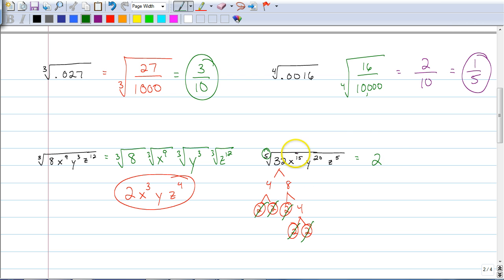Now for these, I would take 15 divided by 5. Well, that's 3, so it's going to be x cubed. For the y, I take 20 divided by 5. That's 4. For the z, I take 5 divided by 5. Well, that's 1. So your answer is 2x cubed, y to the 4th times z.